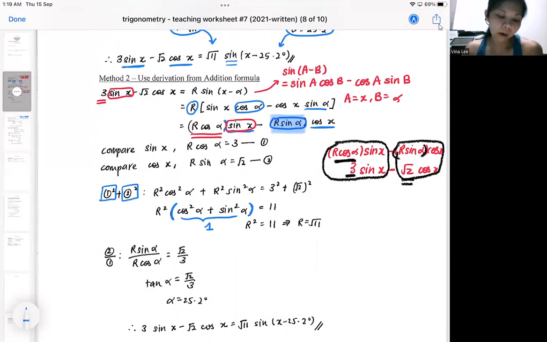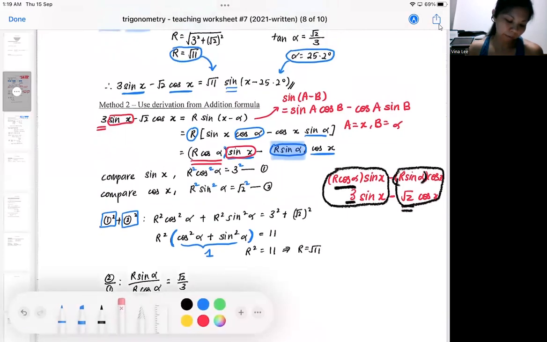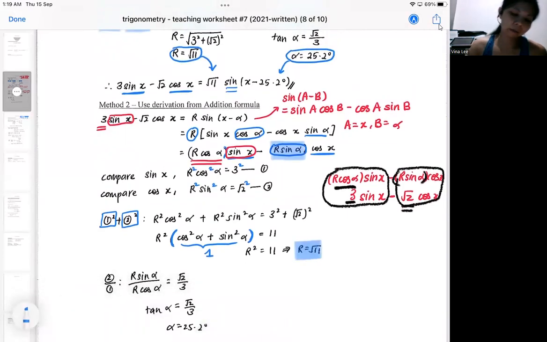So we square the left side, we square the right side, and we square everything. When we say equation 1 square, you just square this and square this. When we say equation 2 square, you are also squaring this and this. You add the left, you add the right. When you do that, eventually you realize you got the same r value. r is equal to root 11. Previously, I also got r equal to root 11.